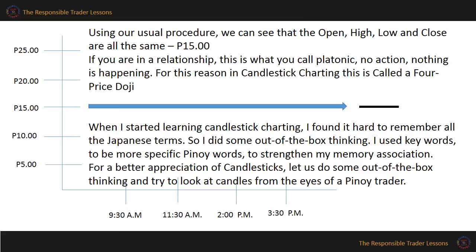When I started candlestick charting, I found it hard to remember all the Japanese terms. So I did some out-of-the-box thinking. I used keywords to be more specific, Pinoy words, to strengthen my memory association. For a better appreciation of candlesticks, let us do some out-of-the-box thinking and try to look at candles from the eyes of a Pinoy trader.